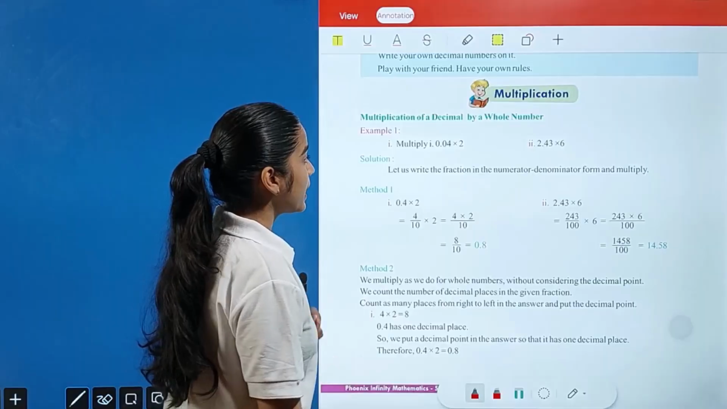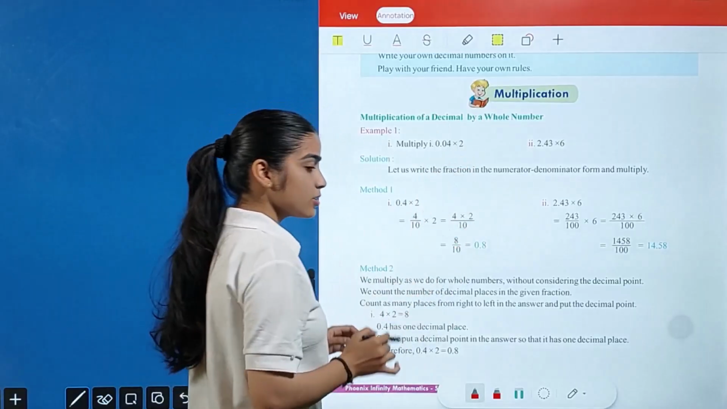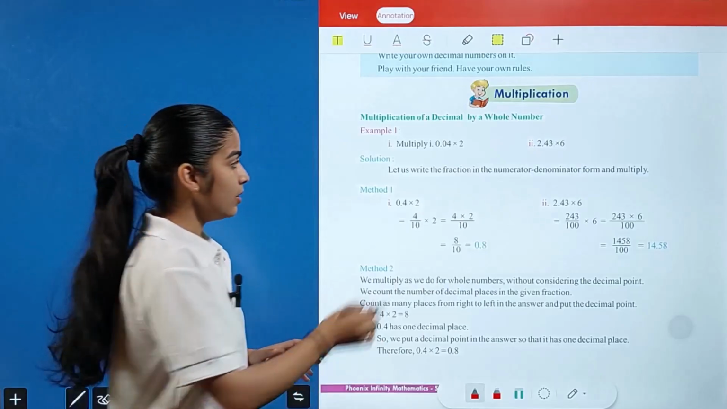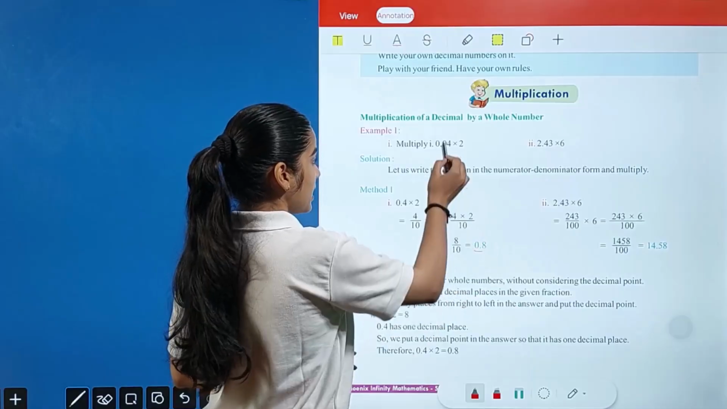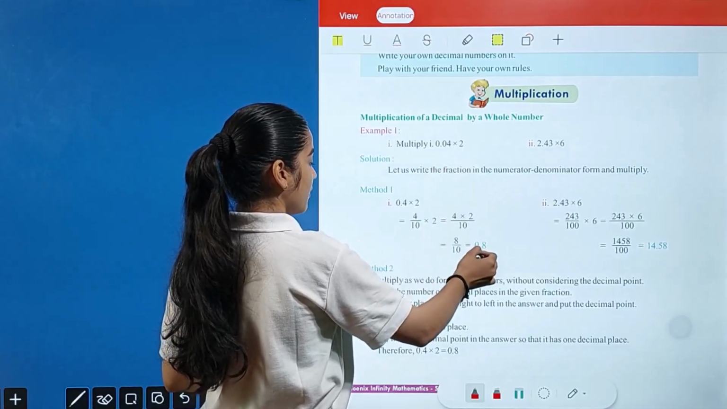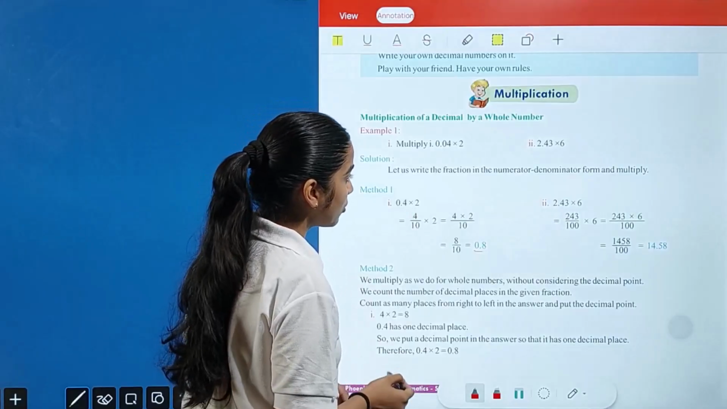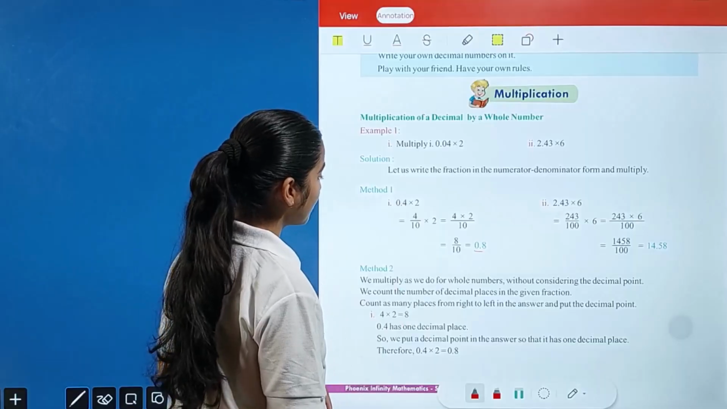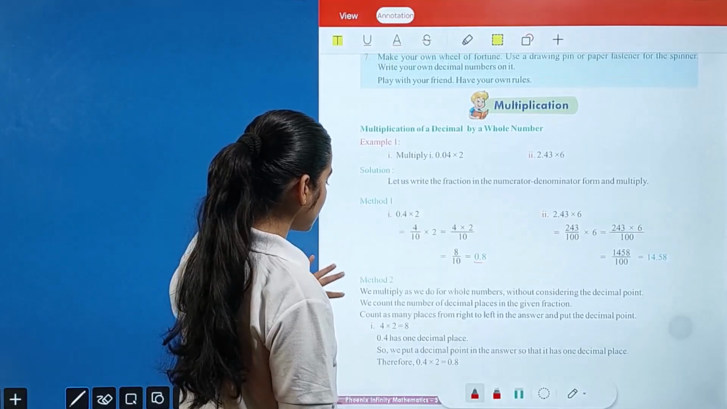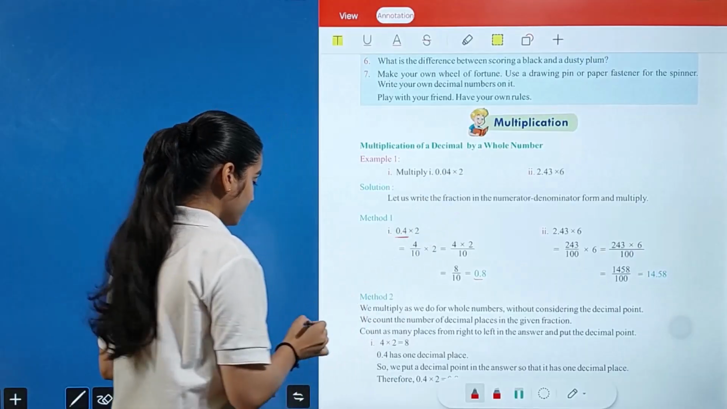Multiplication of a decimal by a whole number. So multiply 0.04 by 2. So in this case, you just have to forget about the decimal. 4 multiplied by 2 is your answer 8. Right? Now in this case, when you have 8, so you have to read how many. Let us write the fraction in numerator denominator form and multiply 0.4. But this is 0.04. So students, there is a correction for you. Here we have the question 0.04.